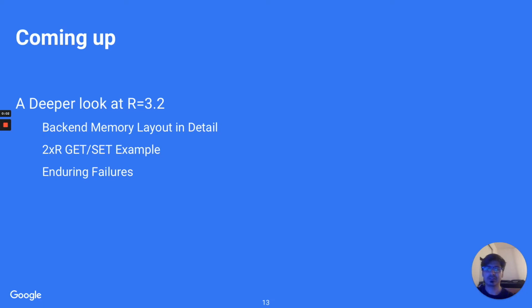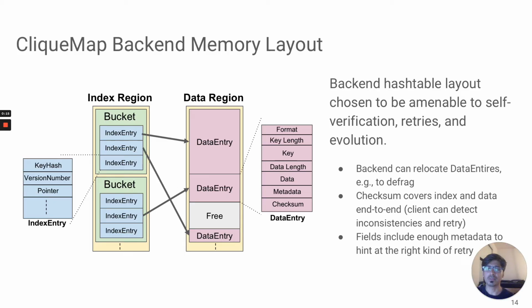This concludes the first portion of our talk. In the second half, we'll discuss some behaviors of the R=3.2 quoruming features in detail, including races and failure tolerance. To begin our deeper look at R=3.2 and quoruming, consider the hash table layout we saw previously.